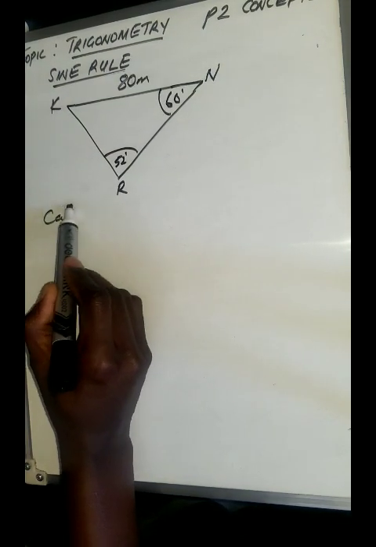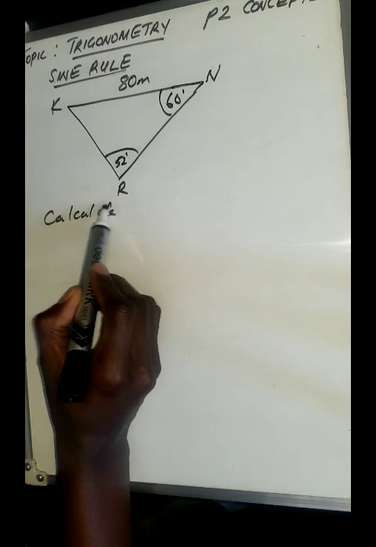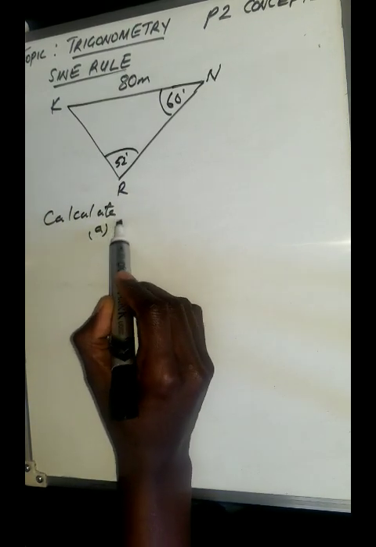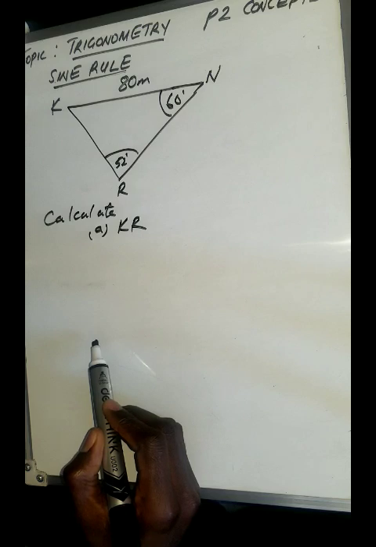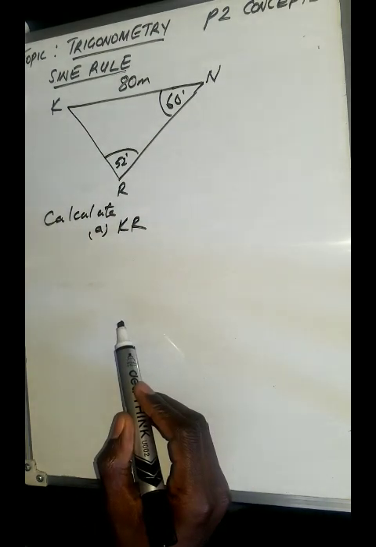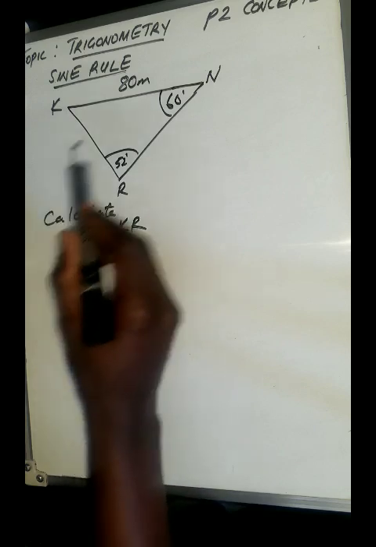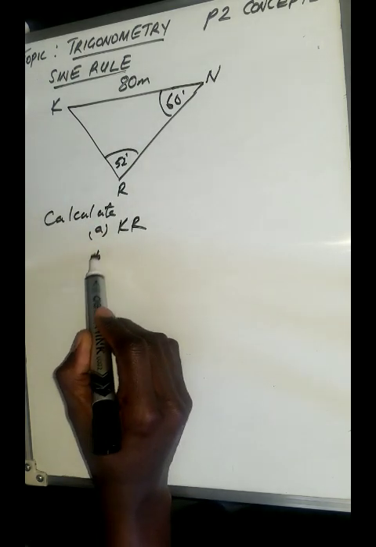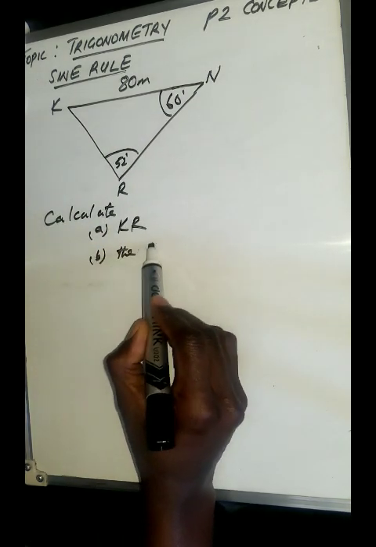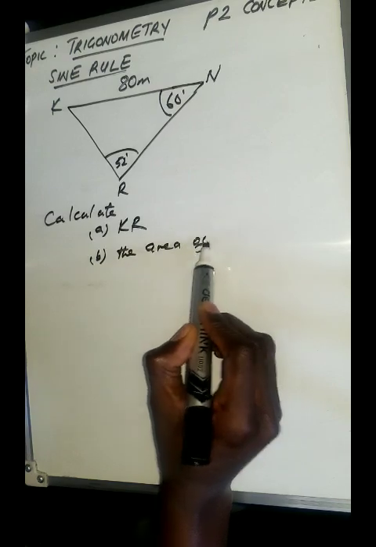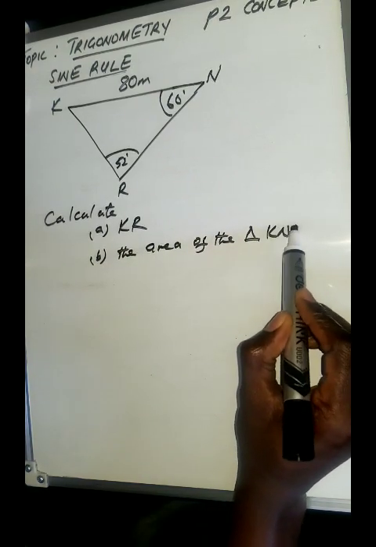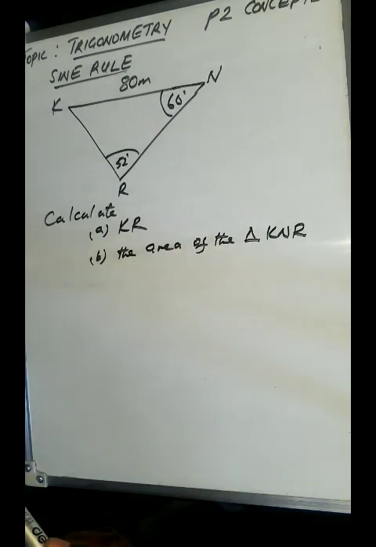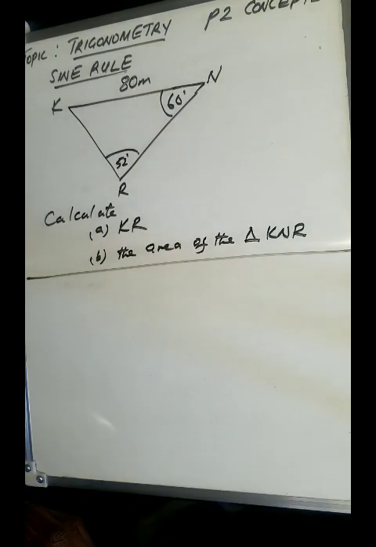I tell you to calculate A. I can simply tell you to calculate KR. Then I can simply tell you again to calculate B, the area of the triangle KNR. So that is what I want you to calculate there. Well, let's see how you can do that.